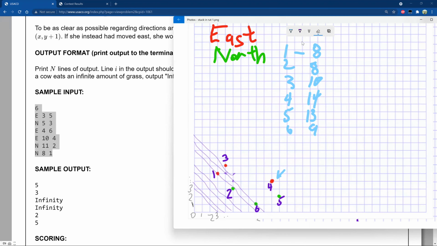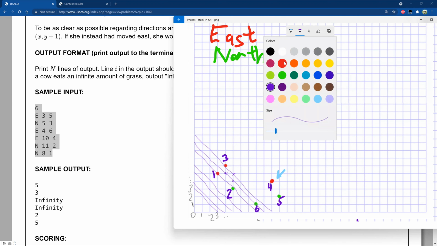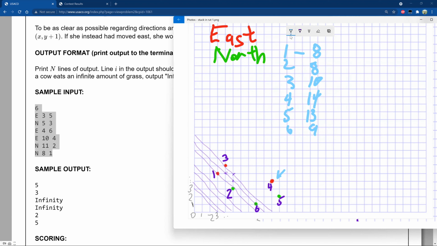That was not so good. Where's my mouse? Okay. So note that it will always stay on these diagonal lines right here, because I am focusing on the value X plus Y. Okay. And so that's the next key insight.